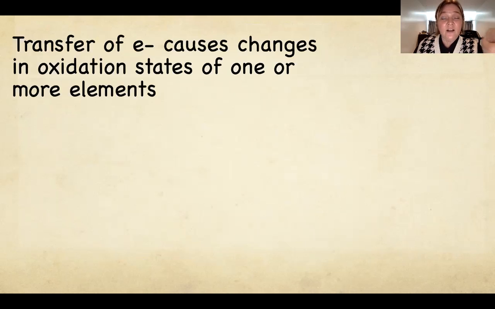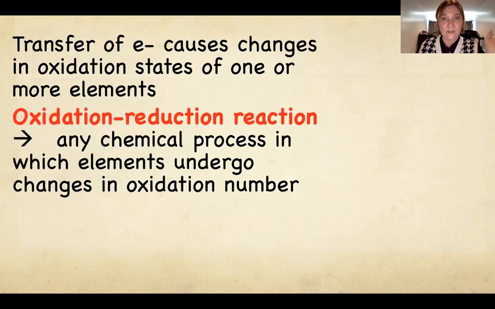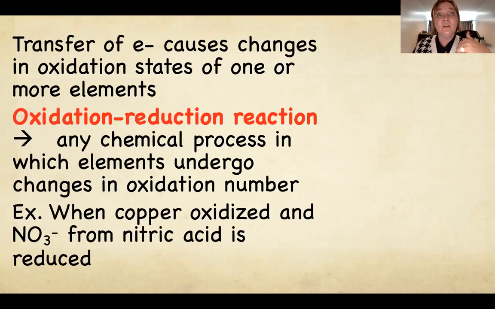The transfer of electrons causes changes in the oxidation states of one or more elements. So together we call it an oxidation reduction reaction, or redox. This is any chemical process in which elements undergo changes in oxidation number. For another example, copper is oxidized and the nitrate in nitric acid is reduced.